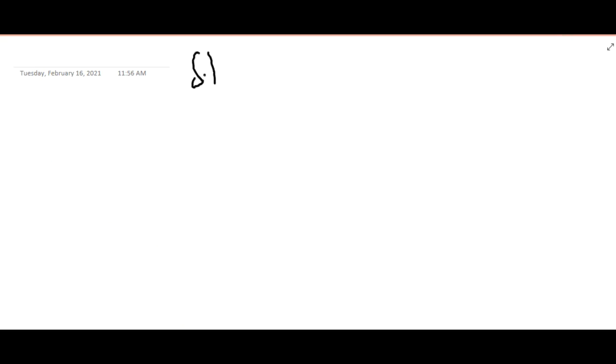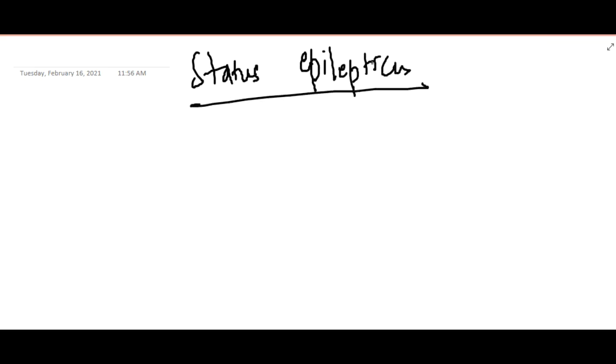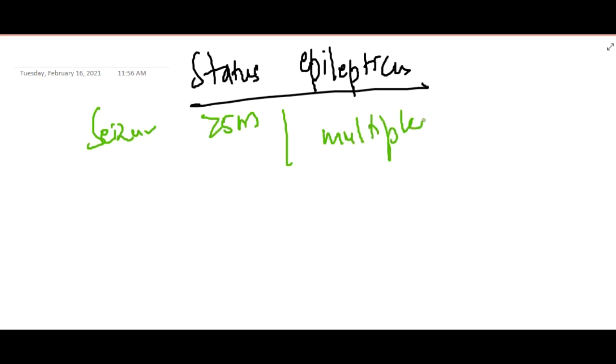Then one more important thing: status epilepticus. Status epilepticus is any seizure lasting for more than 5 minutes, or multiple episodes of seizures without gaining consciousness in between, or a child brought to the medical facility with ongoing seizures. If you find a baby with status epilepticus, first and foremost you will have to check the normal ABC.